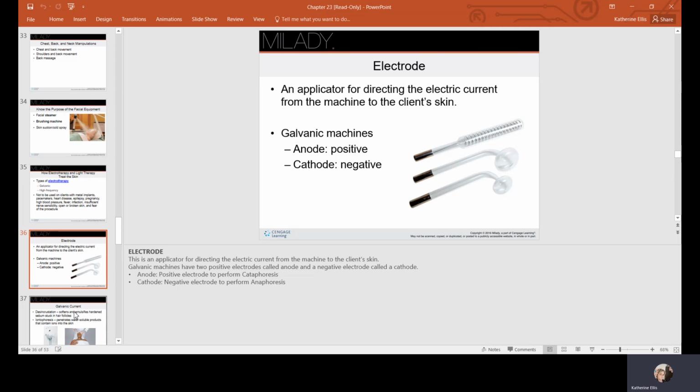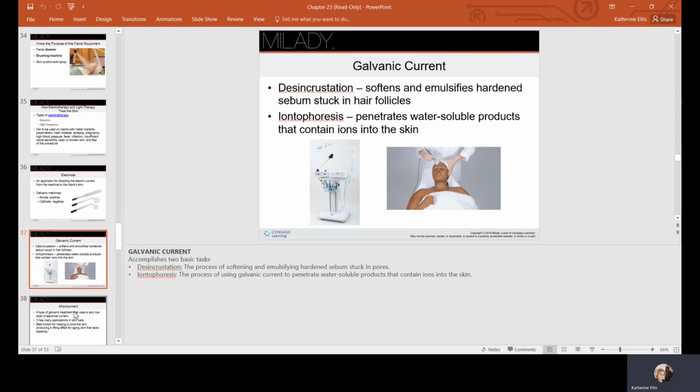A positive electrode can perform cataphoresis. A negative can perform anaphoresis. So deincrustation is using galvanic current to soften and emulsify hardened sebum stuck in the hair follicles. And then iontophoresis helps to penetrate water-soluble products that contain ions further into the skin.